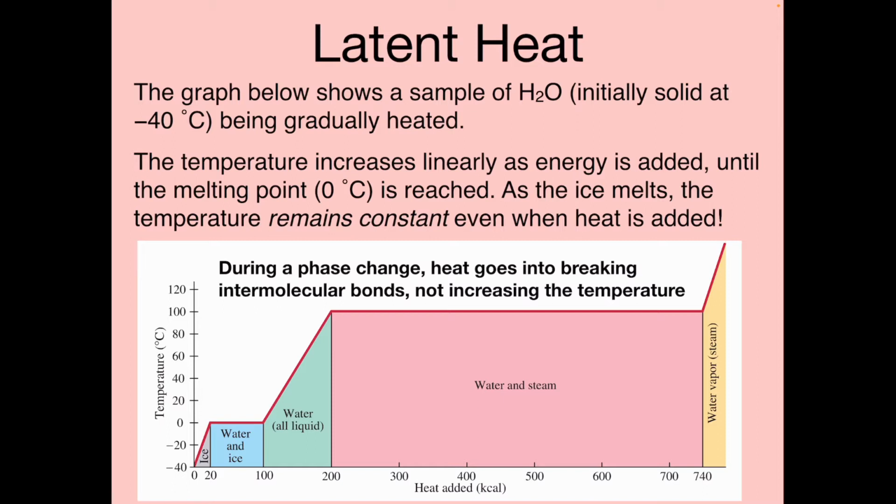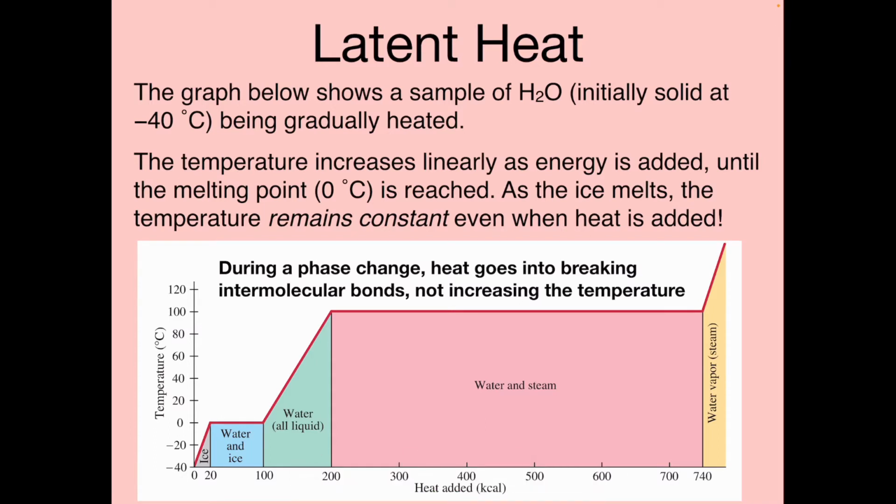The next thing we're going to define is latent heat. To understand what latent heat is, we're going to take a look at some data. In the graph at the bottom of the page, we have a sample of water, H2O, which is initially solid at a temperature of minus 40 degrees Celsius, but we gradually heat it up. On this graph, you see the temperature of the water in degrees Celsius on the vertical axis, and the heat that's added to the water on the horizontal axis.